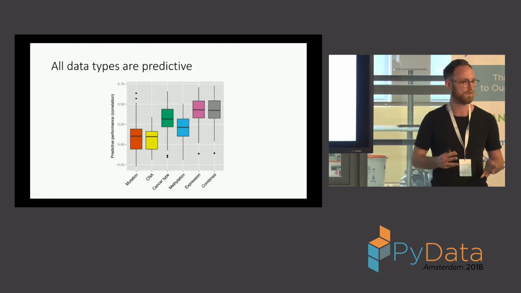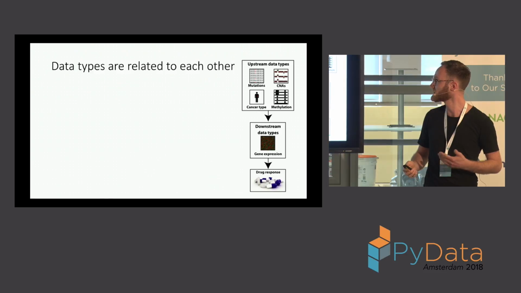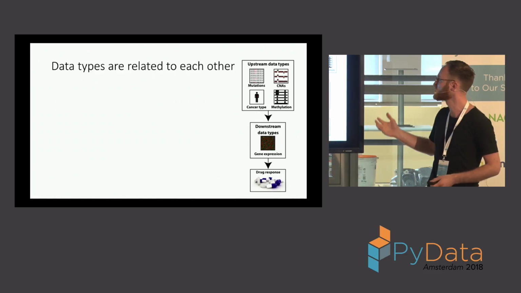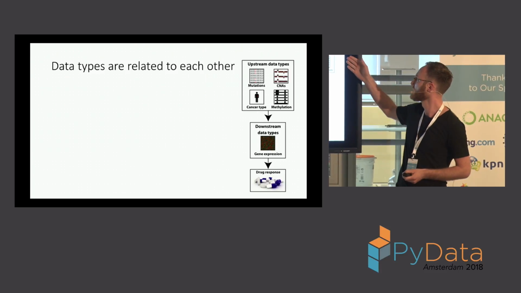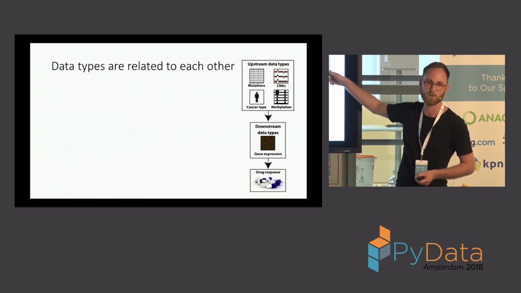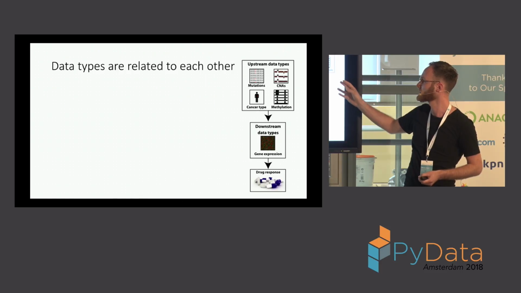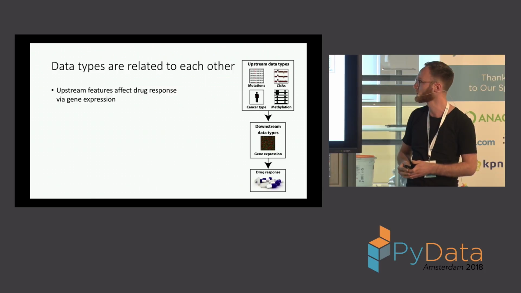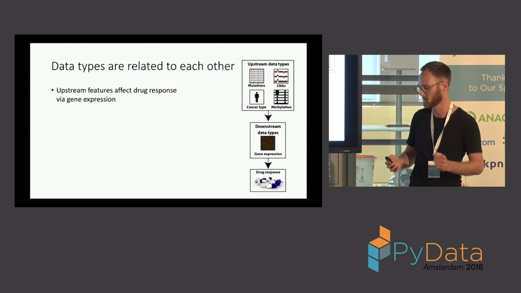So the reason that we think this is going on is as follows. Remember that these data types are correlated to each other, they're related to each other. And what we know from our prior biological knowledge is that some of these data types, mutation, CNA, cancer type, methylation, I'll call them the upstream data types from here on, influence the gene expression, through which they may influence the drug response. So in other words, we think that the upstream features affect the drug response through the gene expression.